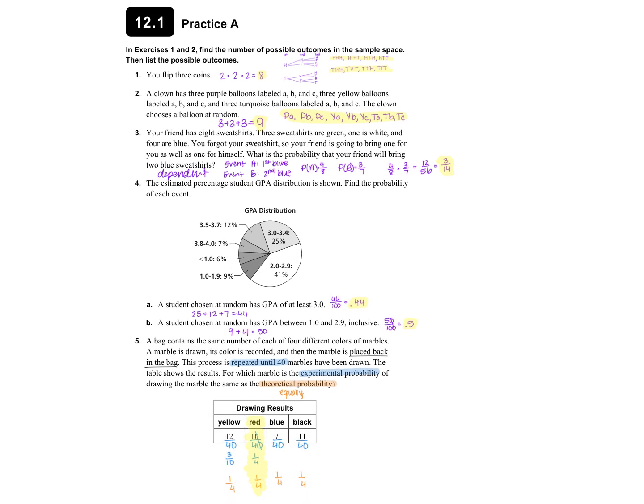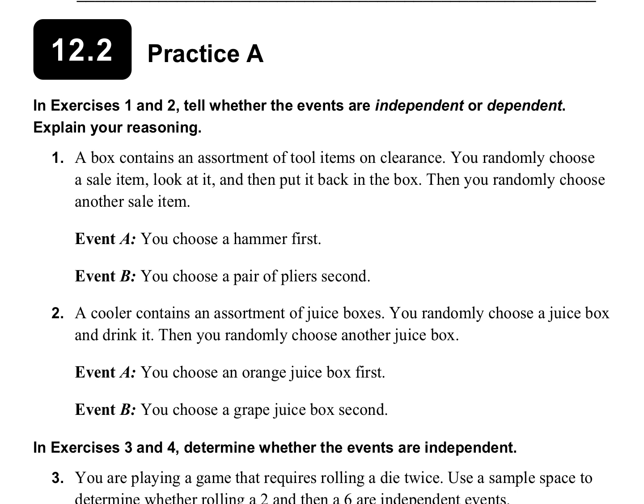All right, let's go ahead and go to 12.2. Looking at 12.2, the first question says, tell whether the events are independent or dependent. Explain your reasoning. I'm just going to go ahead and underline how I can tell. It says a box contains an assortment of tool items on clearance. You randomly choose the sale item, look at it, then place it back in the box. Key thing here is they're telling me you put it back in the box. You're not taking it out, you're not throwing it away, you're not eating it. It's being placed back. Then you randomly choose another sale item. So would this be considered independent or dependent? Independent.